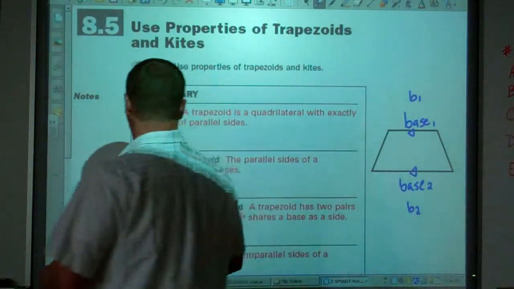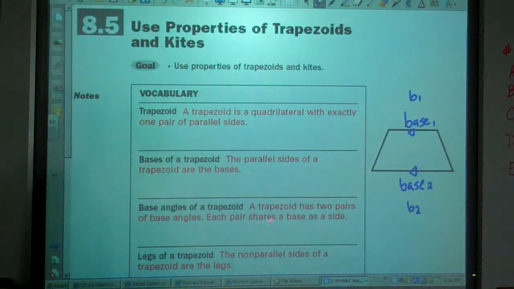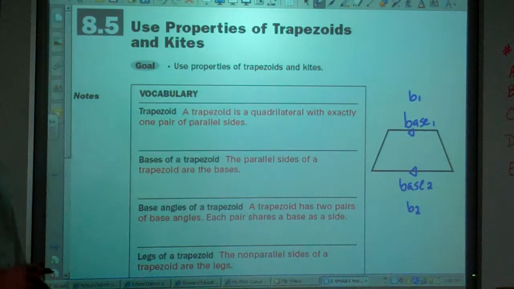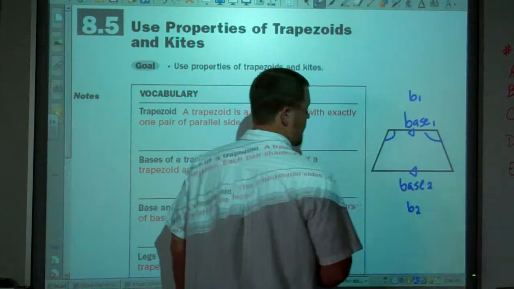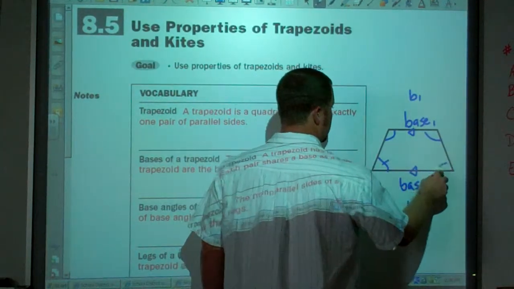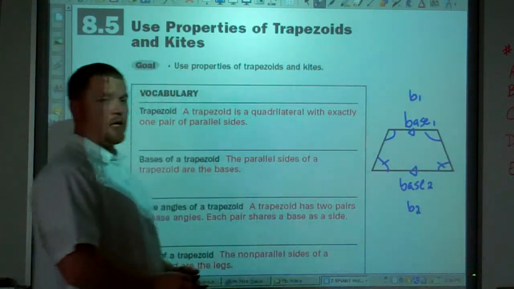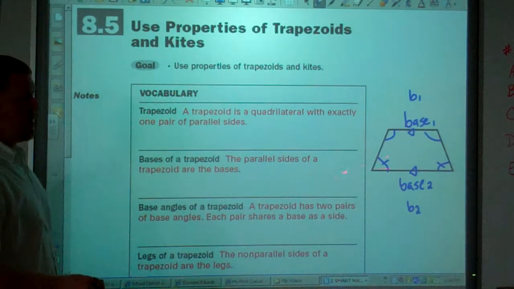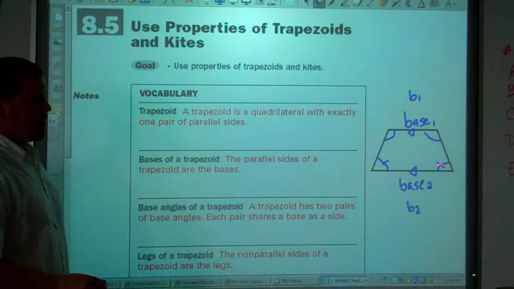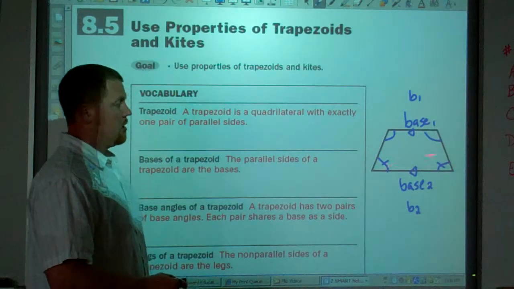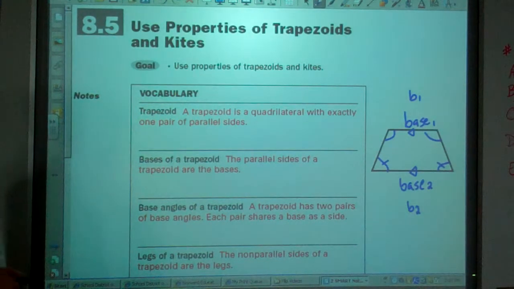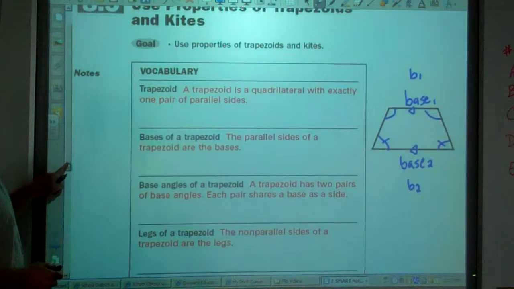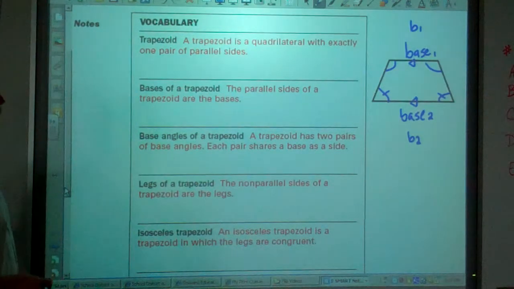The base angles. A trapezoid has two pairs of base angles. Each pair shares a base as a side. So here's one pair of base angles, and here's a second pair of base angles. They don't necessarily have to be congruent. I'm marking them the same to show you that these are the base angles that go together, but they're not necessarily congruent to each other. We'll talk more about that and go through problems.